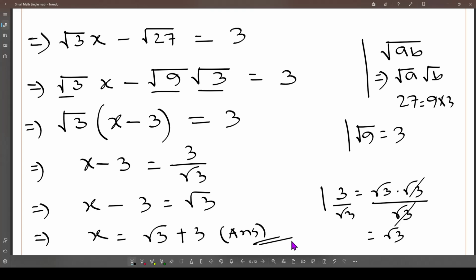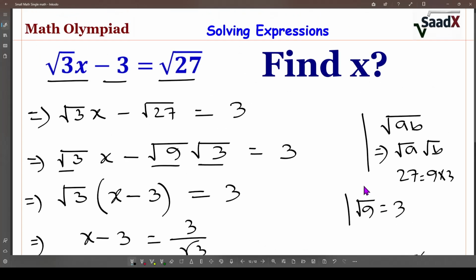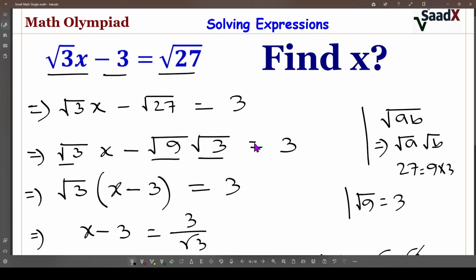Okay, I hope you cleared this one. This is very simple math, but you will face it in lots of competitive examinations like Math Olympiad, job or admission tests.